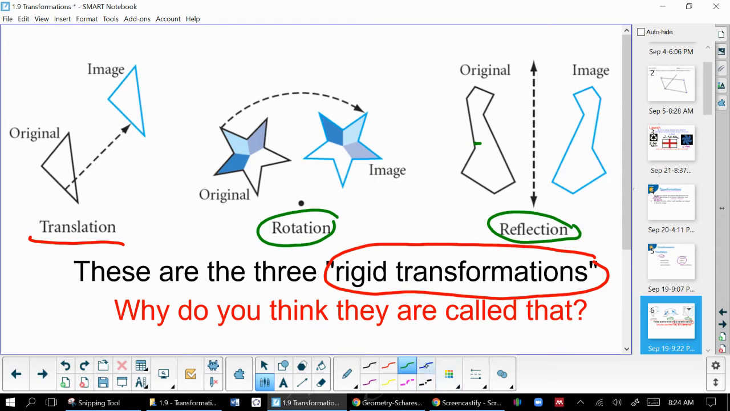2 keywords you see on this page are going to be original and image. The original is kind of self-explanatory. That's what we call the shape or the figure before it's been changed at all.